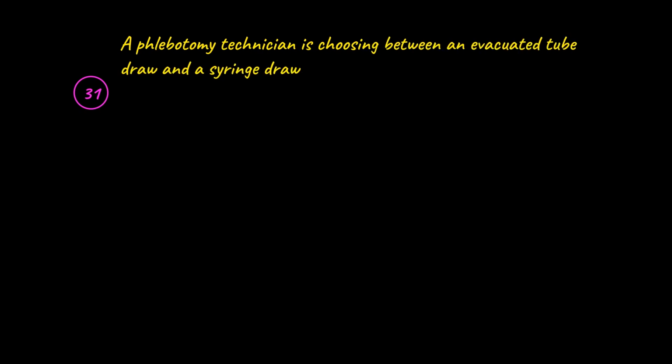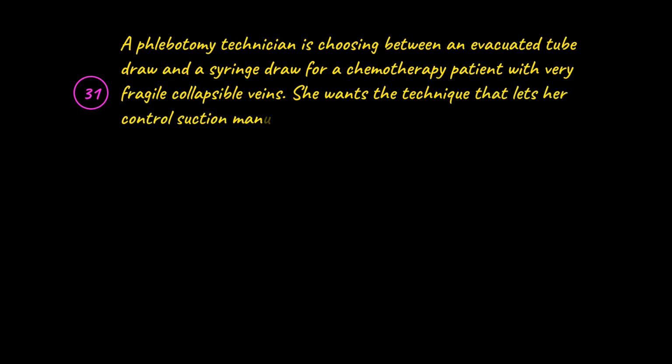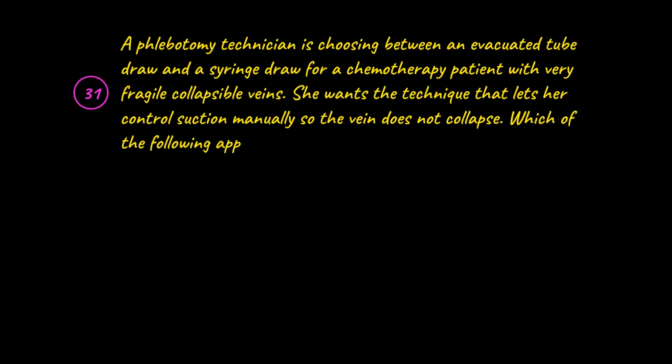Question 31. A phlebotomy technician is choosing between an evacuated tube draw and a syringe draw for a chemotherapy patient with very fragile collapsible veins. She wants the technique that lets her control suction manually so the vein does not collapse. Which of the following approaches fits best?